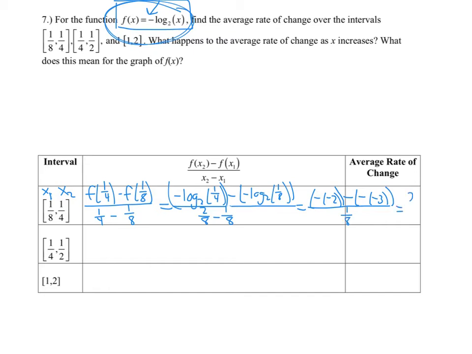Okay, so it's really positive 2 minus positive 3 over 1/8, or negative 1 over 1/8, but we never divide by a fraction, we multiply by its reciprocal. So this in the end is going to give me -8. That's my first average rate of change. So as I expected, it's decreasing very quickly. Same thing for the next one. So we've got to find f of 1/2 minus f of 1/4. So we have 1/2 minus 1/4.